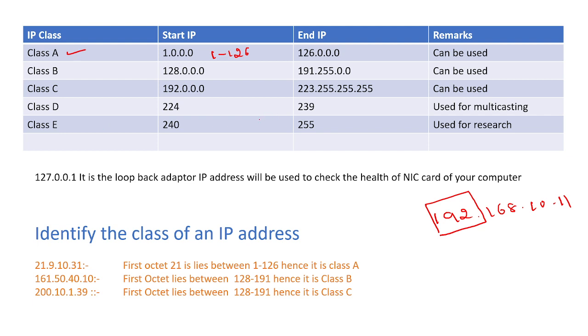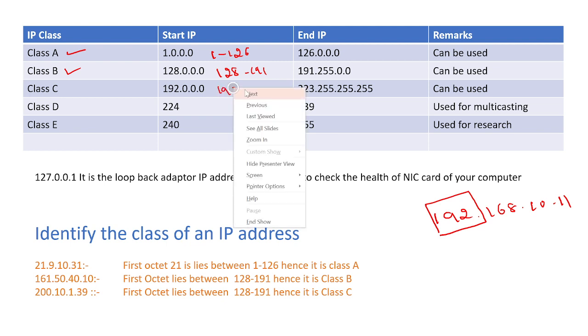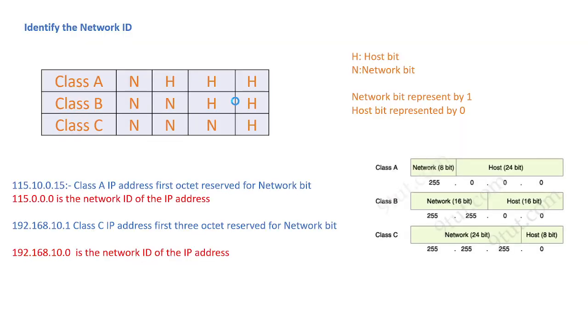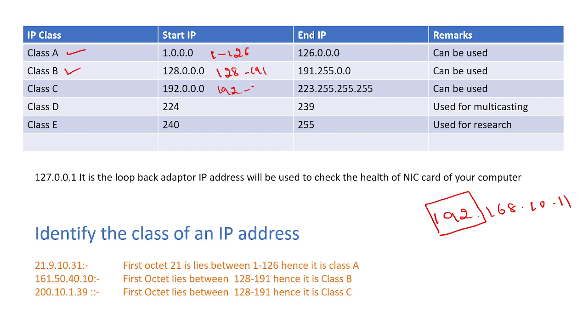Similarly, if the first octet is any number between 128 and 191, that is class B. Class C is 192 to 223. Continuity is there. You see 1 to 126 here, but 127 I have not written here. I will explain why.